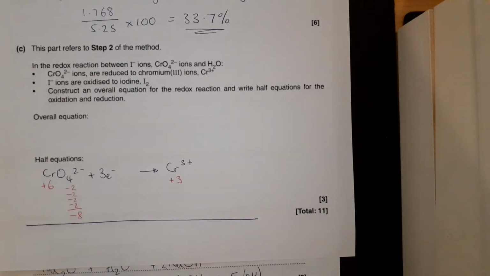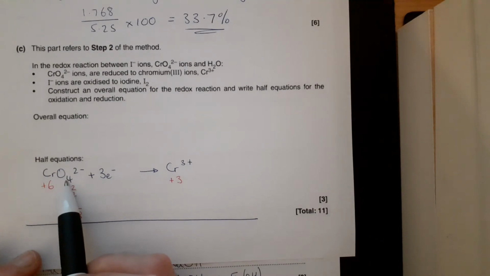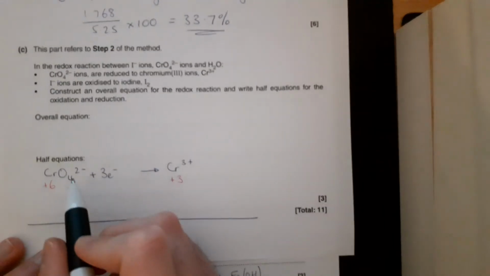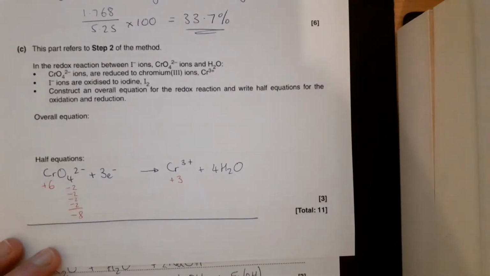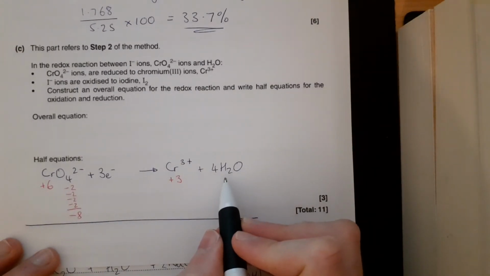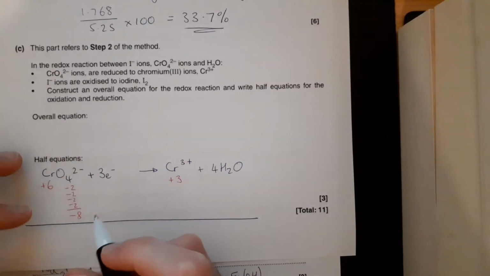So now we just need to finish this half equation off. We've got all these oxygens that we need to balance. So we've got 4 oxygens, so I'm going to have to put +4 H2O here. And then I've added in 8 hydrogens, so I'm going to put +8 H+ over here. Okay, am I allowed to do that?